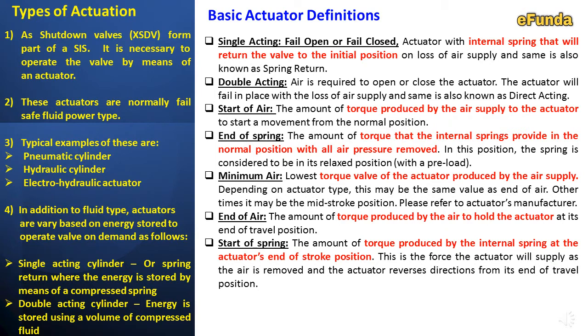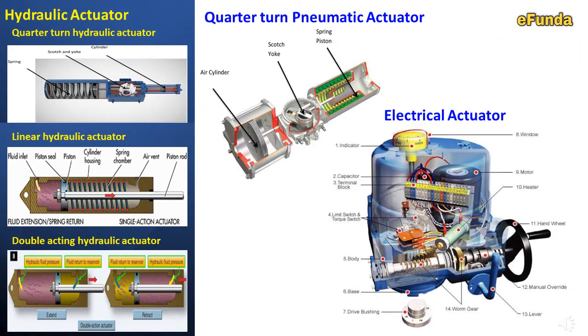This is the force the actuator will supply as the air is removed and the actuator reverses direction from its end of travel position. These are the basic definitions one should understand carefully while designing the actuators. We can see various types of actuator, that is electrical, pneumatic and hydraulic actuators. Primarily, in the electric actuator, an electric motor and various electrical components are used to provide actuation based on the electrical supply.